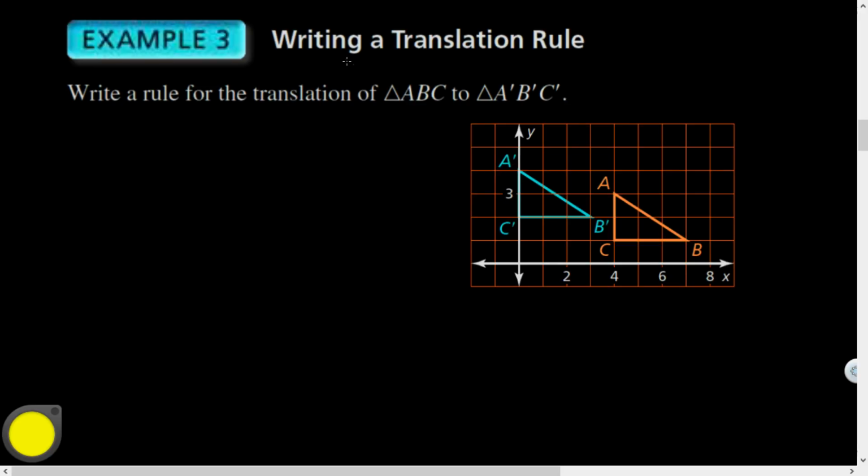Let's see. Write a rule for the translation. Okay, check this out. To move from A to B horizontally, it looks like it went this way and then up from A to A prime. All right, I'm getting a hand clap.